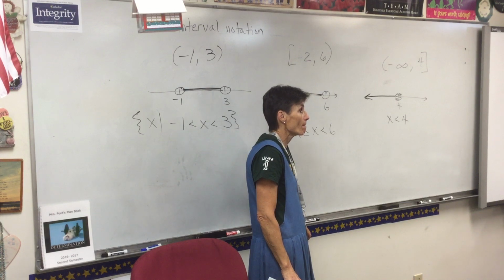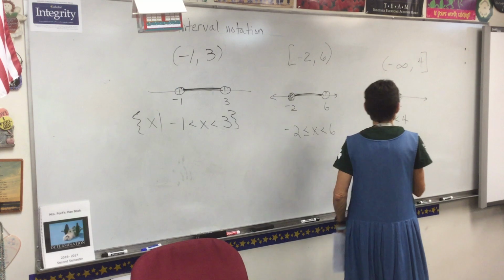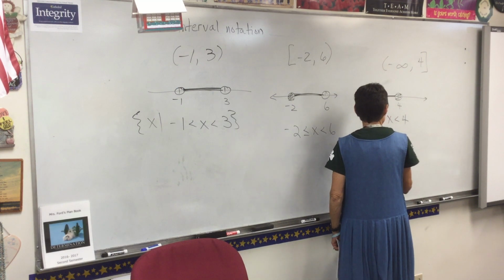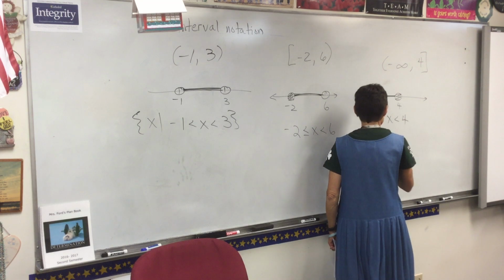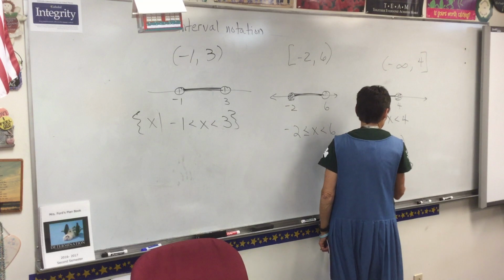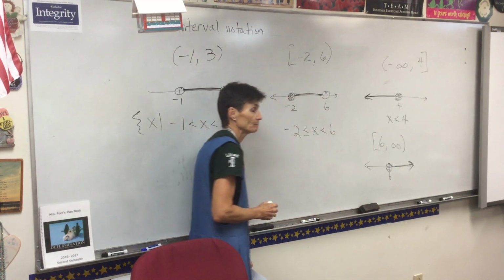Should it ever be greater than, or is it always less? Yeah, if it were greater than, you would have a situation like this: 6 comma positive infinity. Put a bracket here. So it would look like starting at 6 and then going all the way to positive infinity. So it would look like that. Right.